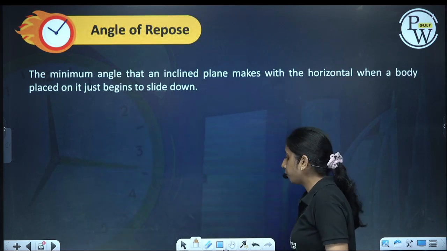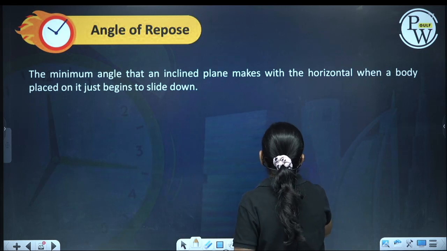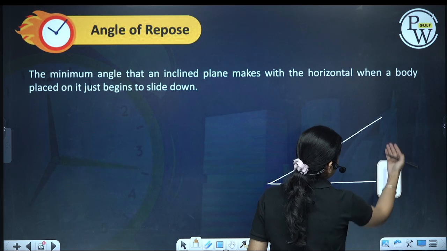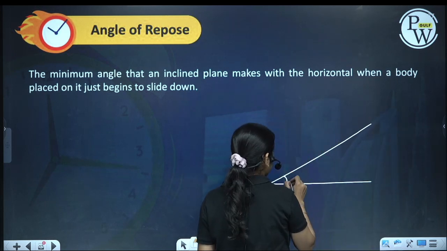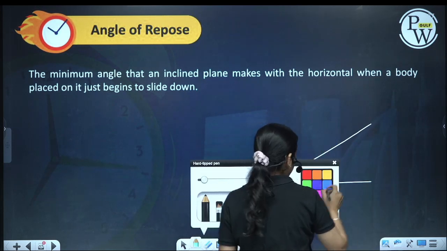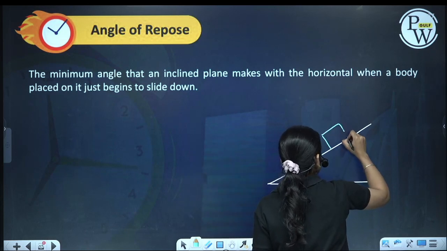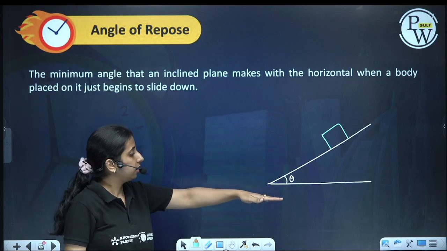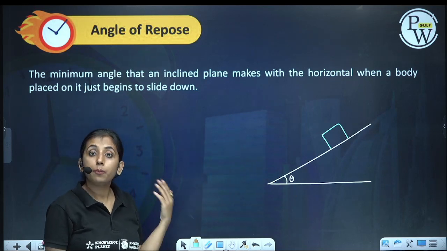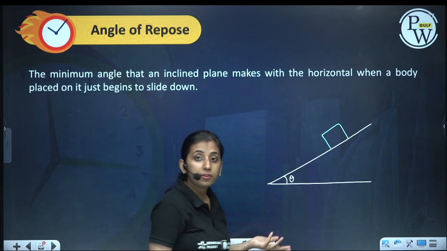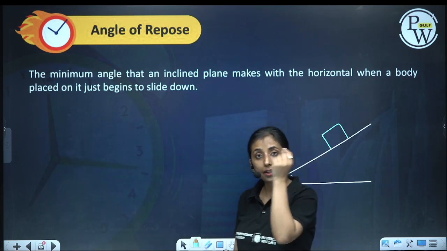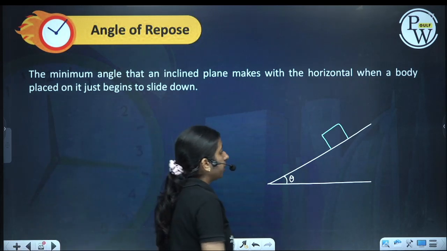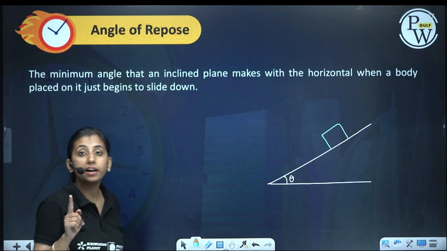Now what is angle of repose? Suppose we have an inclined plane of inclination theta and a body is kept over this incline. If we increase the inclination, will the body start sliding down at every angle? No, only at a particular angle will the body start sliding down the plane.